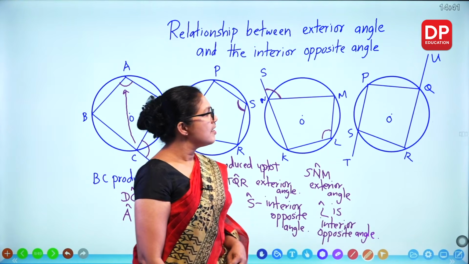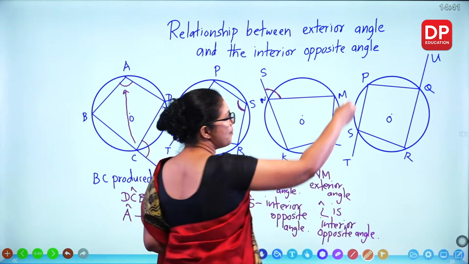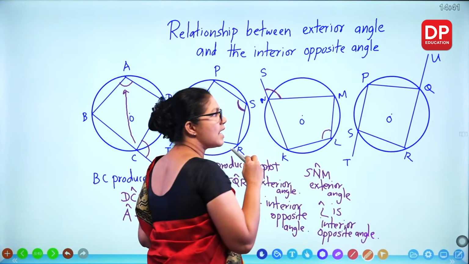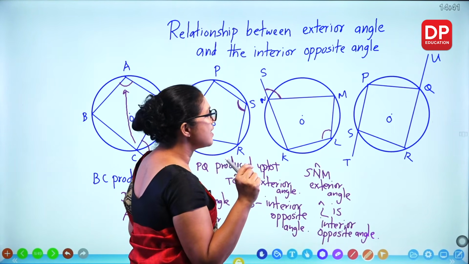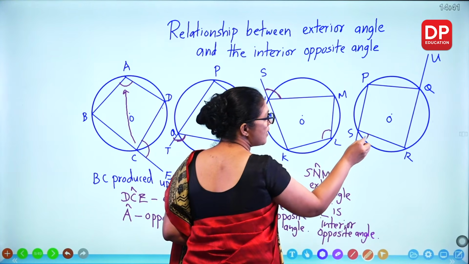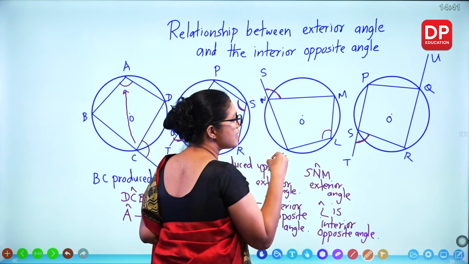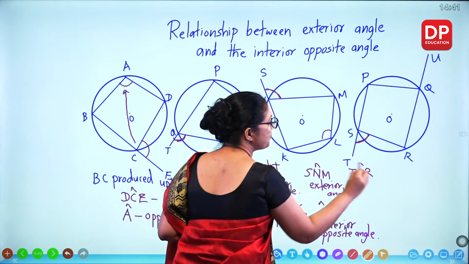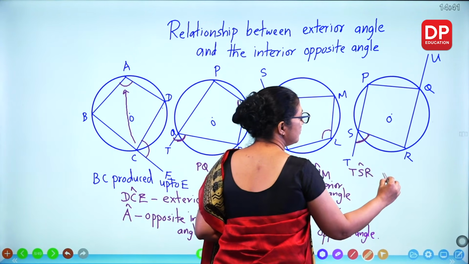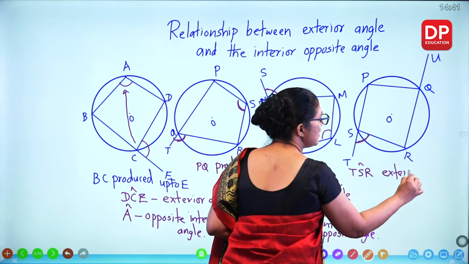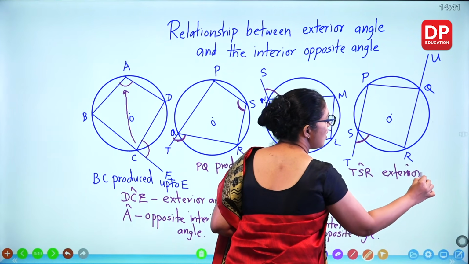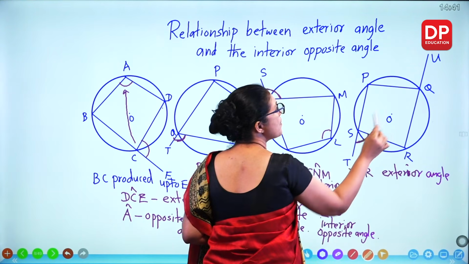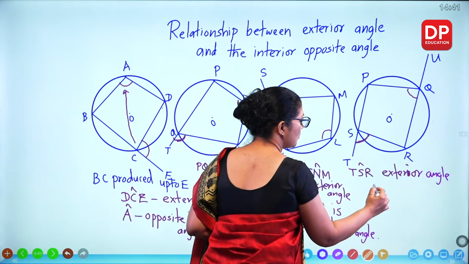In this one, two lines are there, produced PS line as well as RQ line. So you get two exterior angles. This one, when you take PS produced, you get this exterior angle TSR. Exterior angle. What's the interior opposite to that one? Interior opposite to that one is Q.